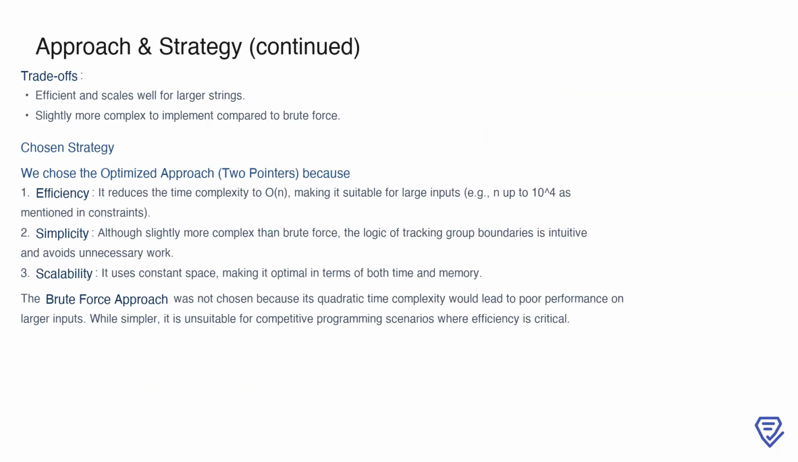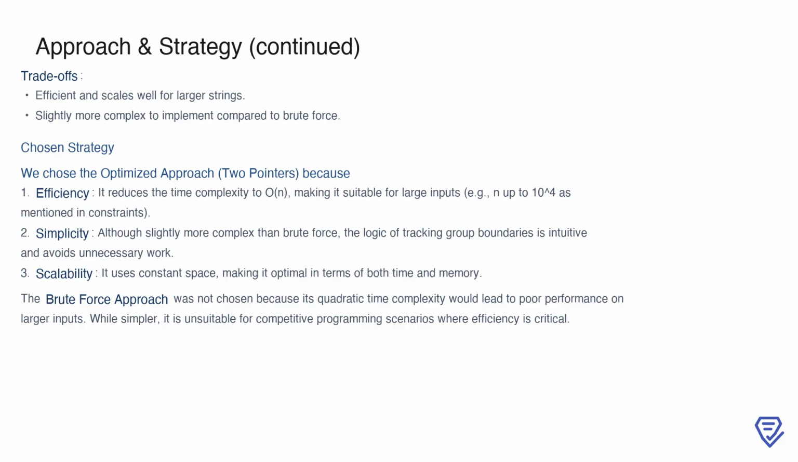The optimized two-pointer approach offers several advantages that make it the preferred choice. First, it is highly efficient, reducing the time complexity to O(n), which is critical for handling larger input sizes efficiently, such as strings with lengths up to 10^4. Second, while it is slightly more complex to implement compared to the brute force approach, the underlying logic of tracking group boundaries is clear and avoids redundant computations. Third, it scales well because it uses constant space, ensuring that the solution is both time and memory efficient.